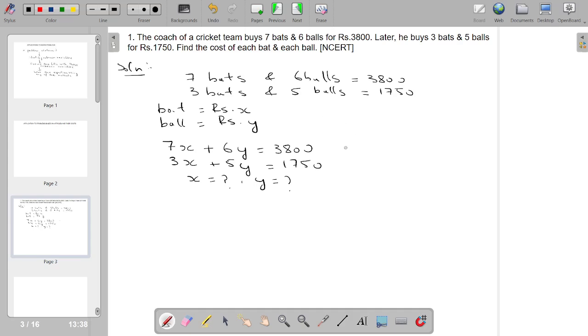Let's call these equation 1 and equation 2. As I said, we can use any method to solve this. I will use the cross multiplication method, because in the elimination method there are no proper multiples here. So I will choose the cross multiplication method. I will rewrite the equation: 7x plus 6y minus 3800.